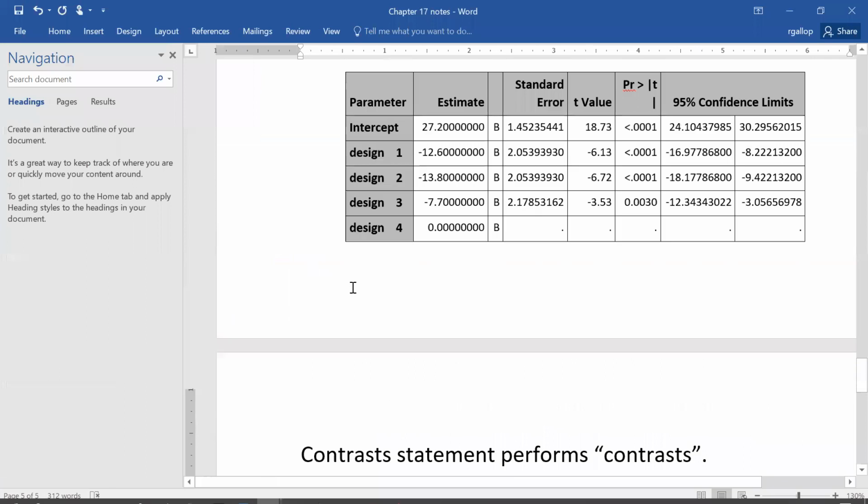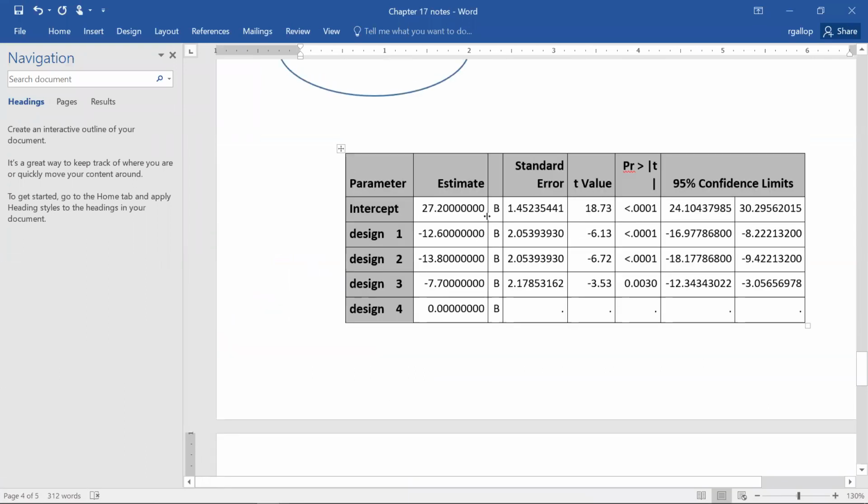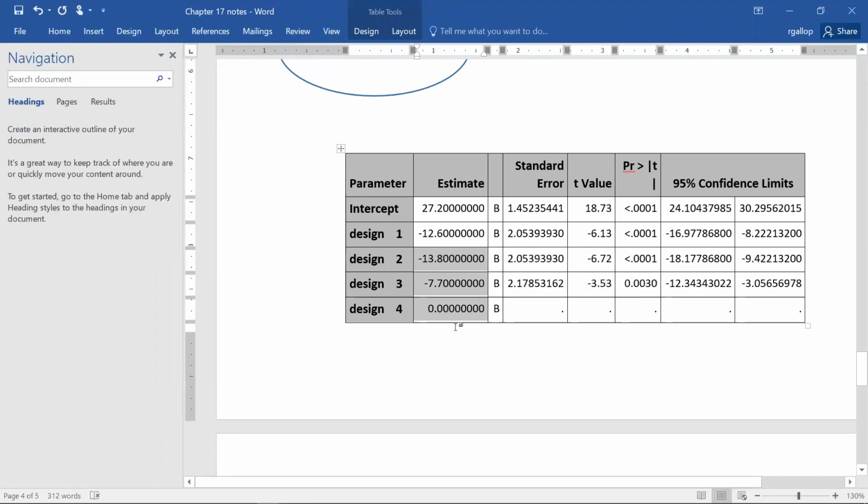So for mu1, to get the estimate for mu1, it's 1 times the intercept plus 1 times design 1, and then it doesn't involve the other 3. Well, for it not to involve the other 3, it's really 1 times the intercept plus 1 times design 1 plus 0 times the estimate for design 2, plus 0 times the estimate for design 3, plus 0 times the estimate for design 4, which is, obviously, 0. So again, see, these are estimates.